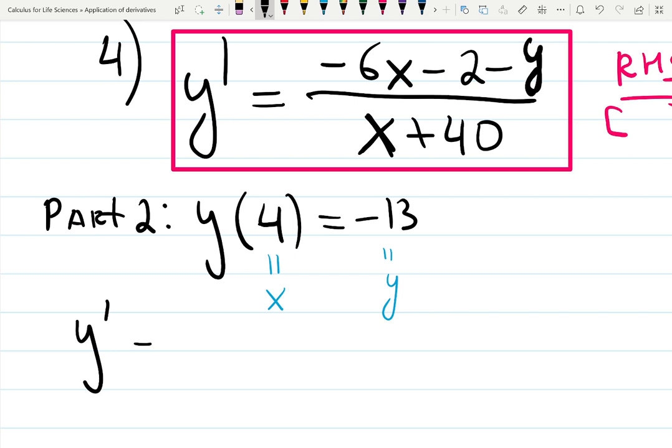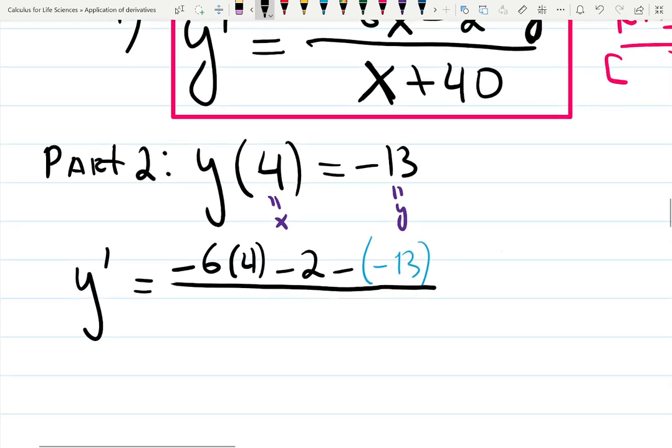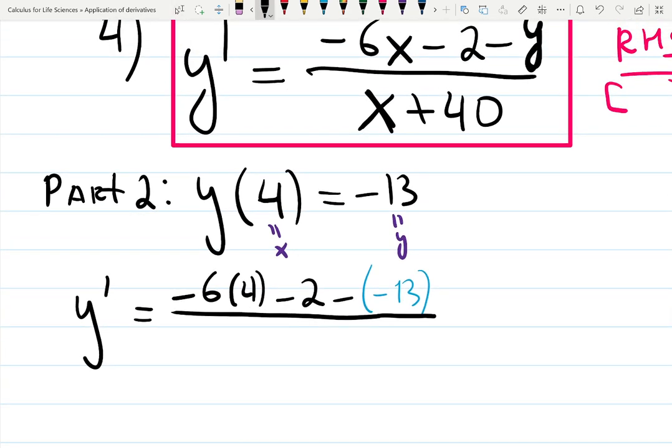Y prime will be minus 6, x is 4, 2 minus y is minus 13. This is my y and this is my x. And both are needed for the implicit differentiation result because we have both x and y in the result. 4 goes here plus 40. So if we ask to find the slope, that's the derivative at the point, now we need to have both input and output. Simplify everything and you will get minus 13 over 44. Good job.